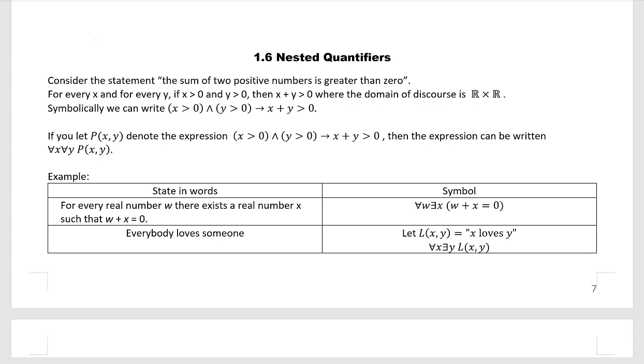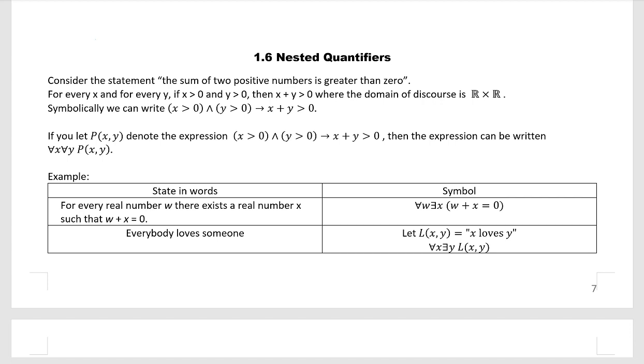If we let P(x, y) denote the expression x greater than 0 and y greater than 0 implies x plus y is greater than 0, then the statement can be written as for all x, for all y, P(x, y). And here are more examples.